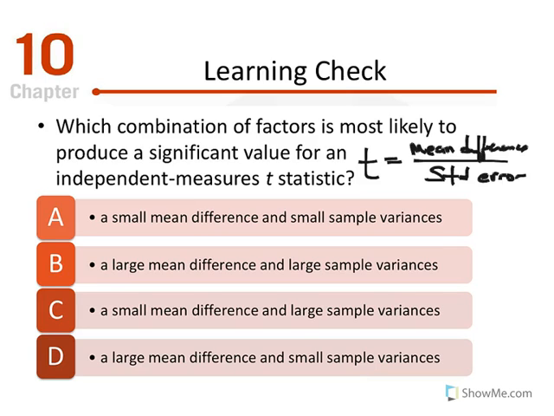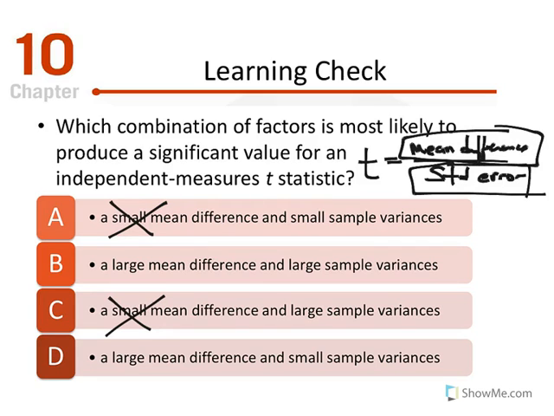So considering these options, what we're trying to determine is which combination of factors is most likely to produce a significant value for an independent measures t-statistic. Large mean difference is preferred because we are testing for treatment effect or differences between the populations that we're testing. So anything that says small mean difference would be incorrect. The mean difference is represented in the numerator of our t equation. The denominator is the standard error. For each t-test, the equation is slightly different, but the concepts are the same.